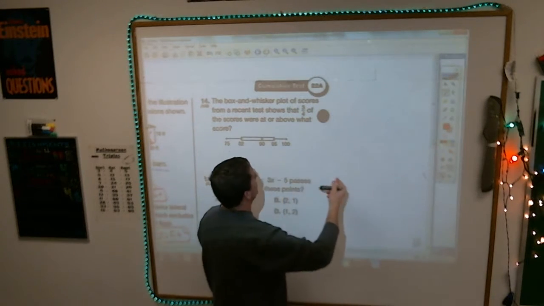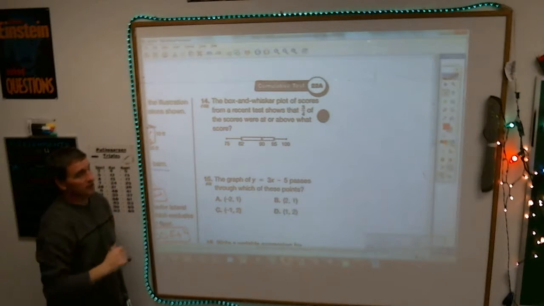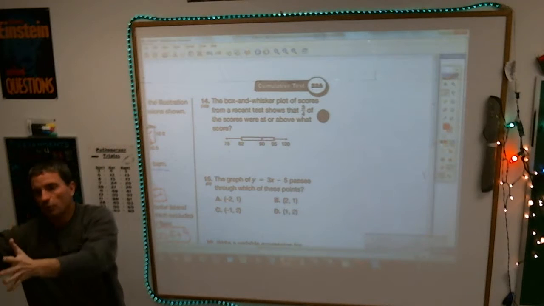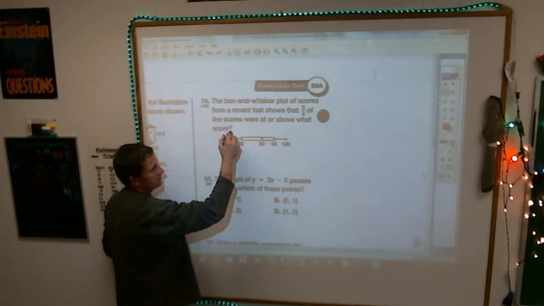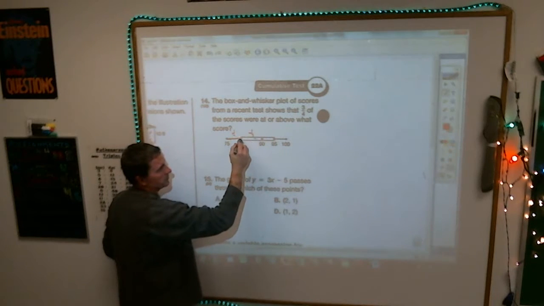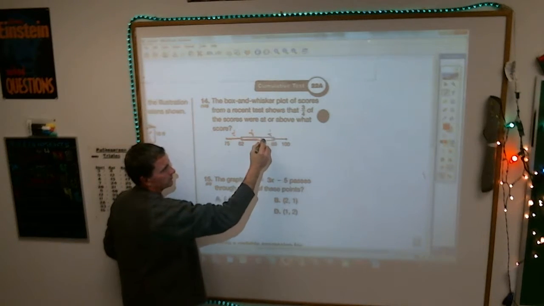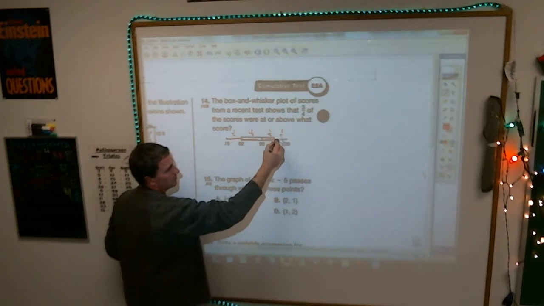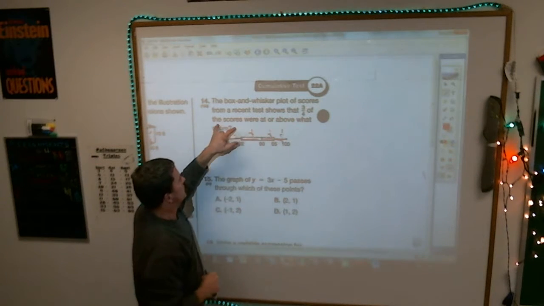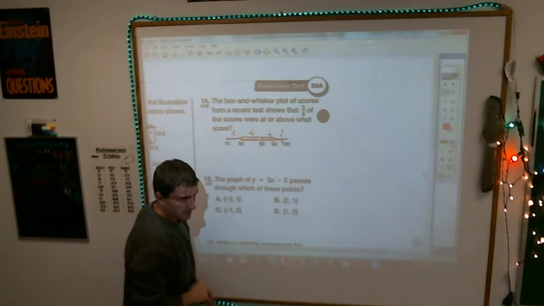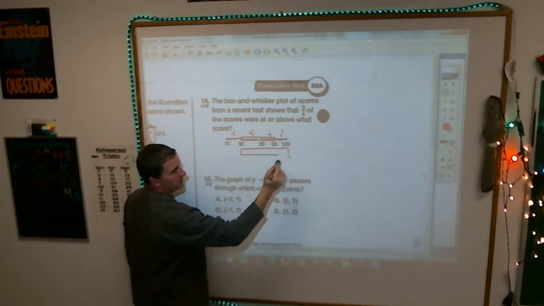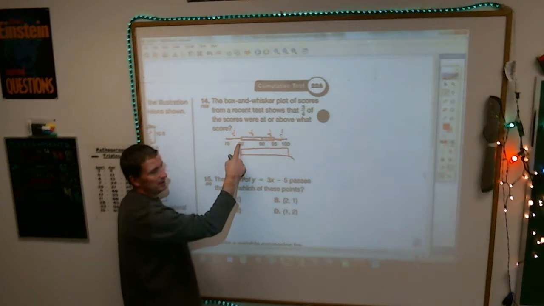This one here, I can't help you with that if you don't get that. Just know that when you make box and whisker plots, you are cutting things into fourths. 1/4 of the scores fall between this box, 1/4 between this box, 1/4 between that, and 1/4 between that. So if they ask you, 3/4 of the scores were above what? Well, this is 1, 2, 3. This is the top 3/4 of the scores, so they had to be above 82.